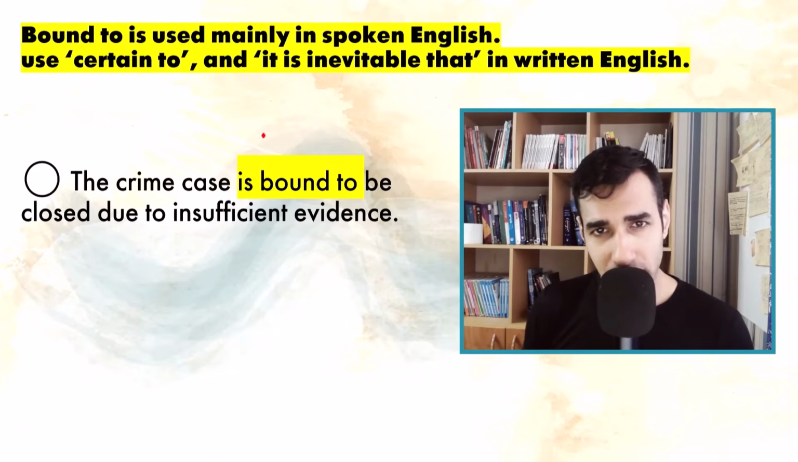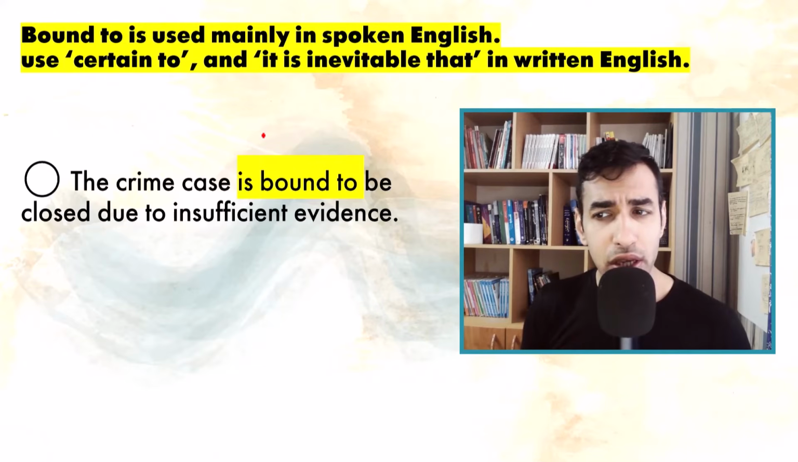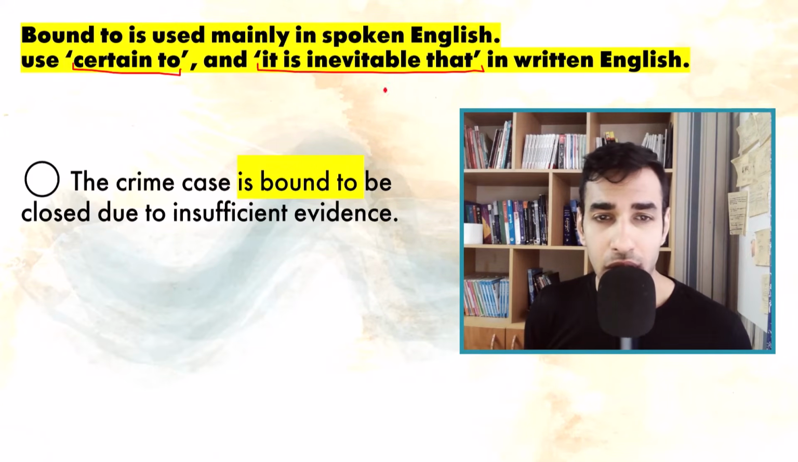Bound to is mostly used in spoken English. In written English, people mostly use it is certain to or it is inevitable that. In written English, don't say it is bound to. Say it is certain to or it is inevitable that. For example, the crime case is bound to be closed due to insufficient evidence.